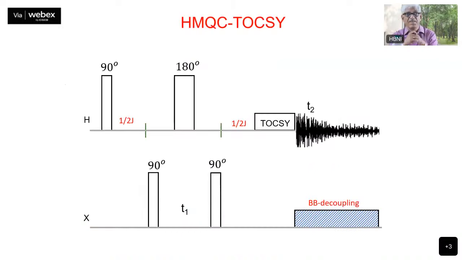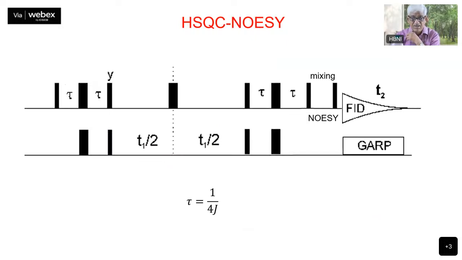You can do the same thing in HMQC TOCSY also. That was HSQC TOCSY. The pulse sequence remains the same, except the TOCSY part was added here. The TOCSY part added here gives rise to a different experimental spectrum. Okay, so now we can combine that. We combined earlier with the TOCSY. Now we can combine that with the NOESY.